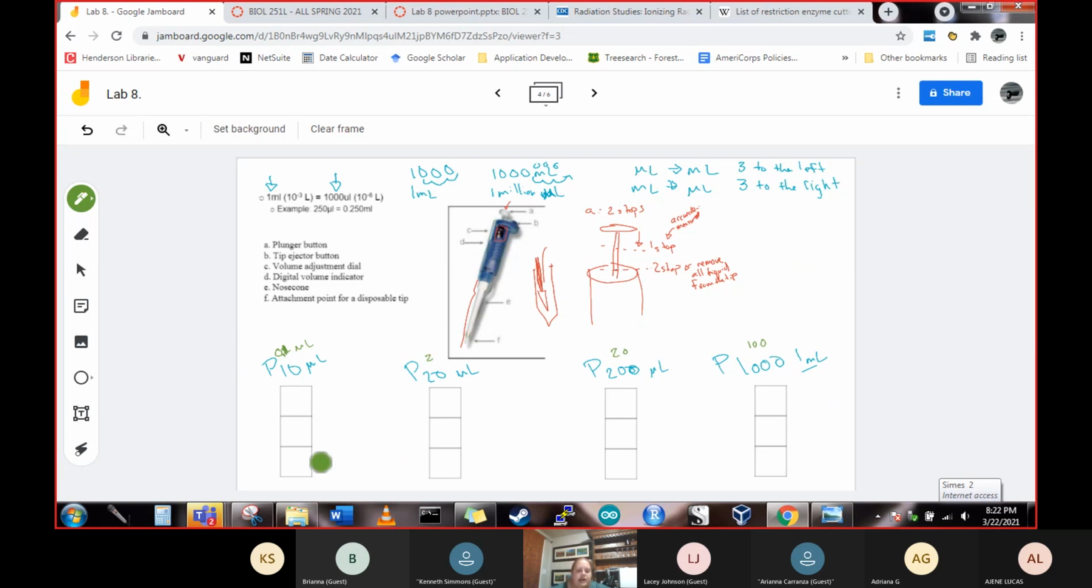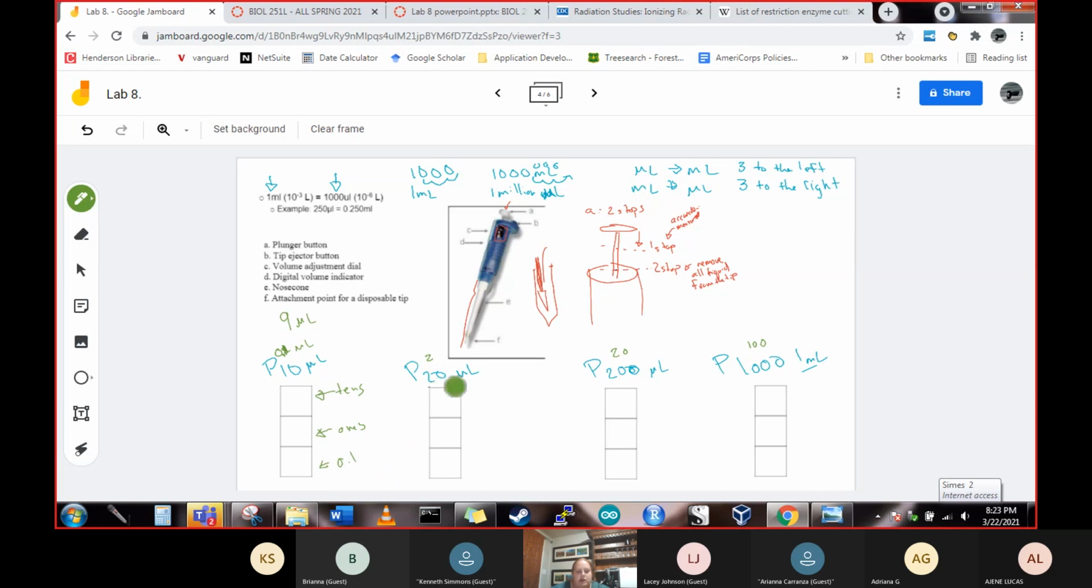So if we wanted to measure on a P10, let's say we wanted to measure 9 microliters, how would that look on the volume adjustment dial? The way that these are set up is there's 3 different units. In some cases there's 4, and we'll touch on that. But typically there's 3 different units. The top one is going to be the highest decimal place that you can go. So in a P10, the highest decimal place would be your tens. This would be your ones. And this would be your 0.1s.